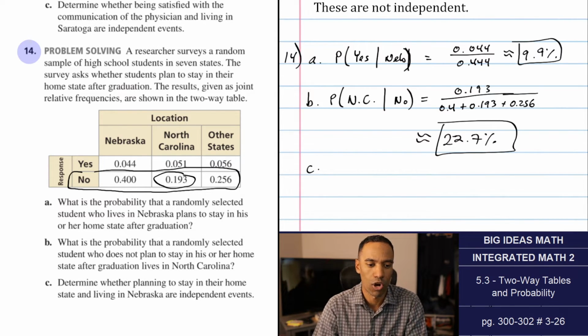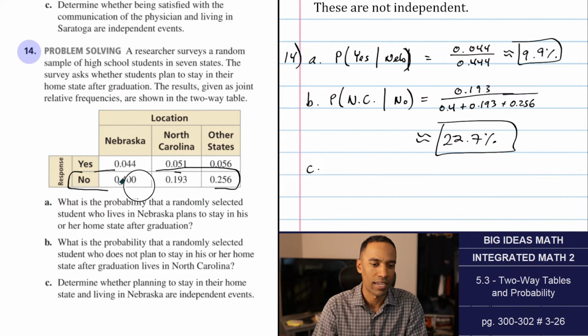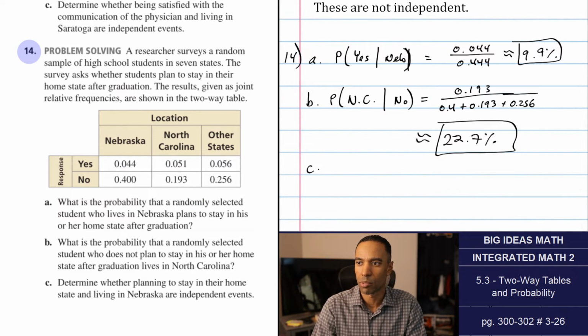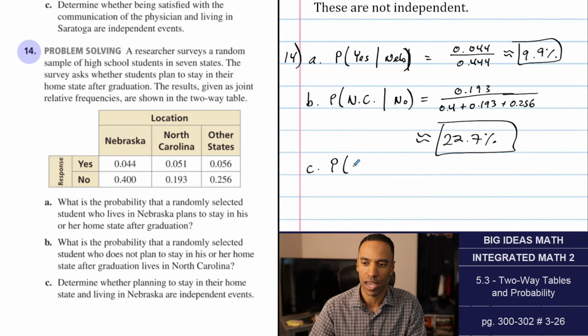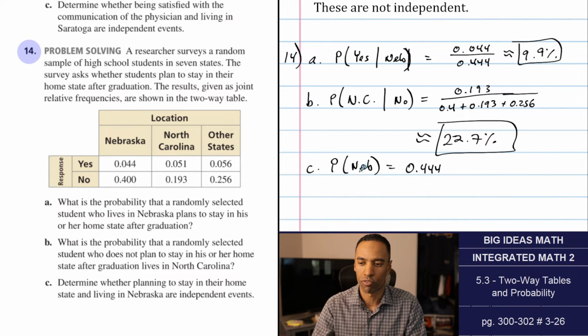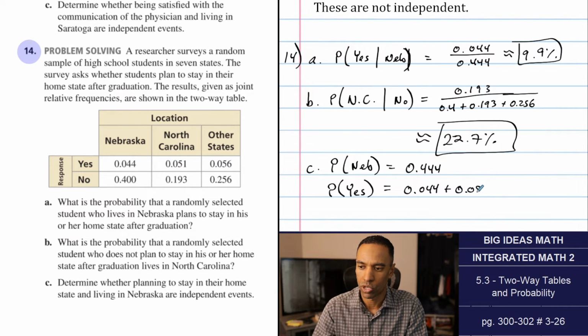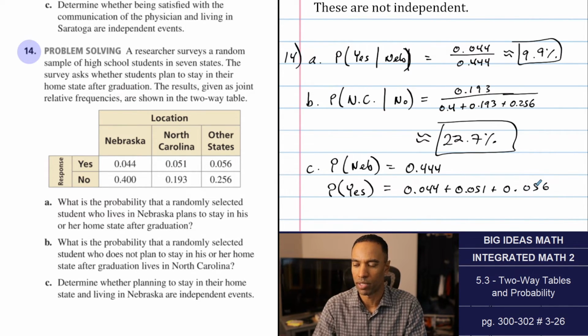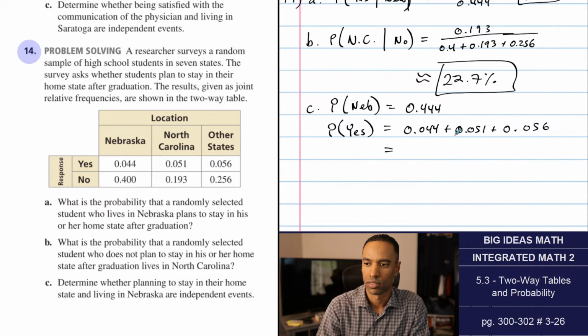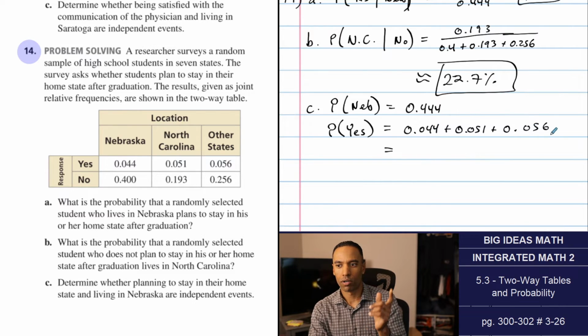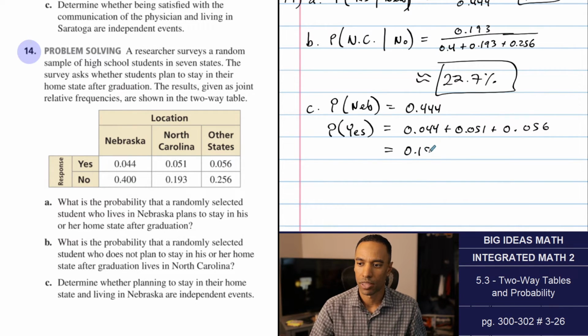Determine whether planning to stay in their home state and living in Nebraska are independent events. So, what is the percentage of all Nebraskans? Probability that you have a Nebraskan. That'll be the 0.444 value. So 44.4% of all Nebraskans. Probability of staying home, yes, is adding up 0.044 with 0.051 with 0.056. That's the other states, by the way. 44 plus 56, 0.151. I think I did that correct in my head.